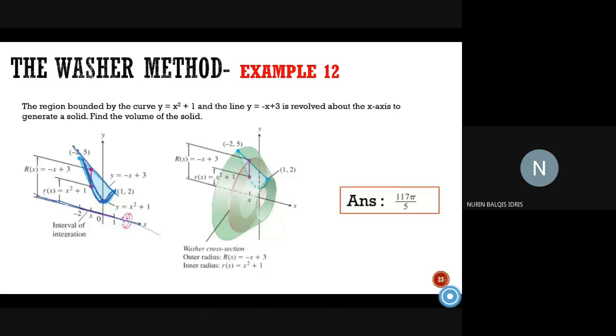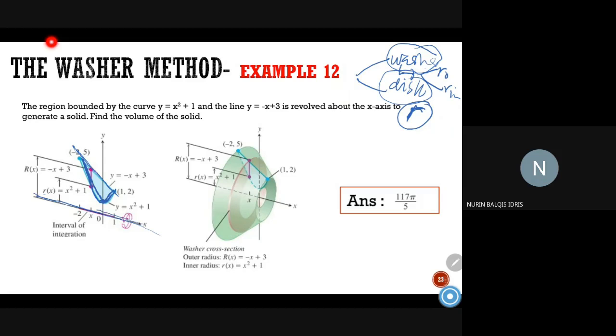So sebenarnya there is a hint untuk you tahu sama ada whether you will get a washer or a disk. Okay, there are two possibilities. Sama ada you dapat washer or disk. If disk, maknanya you just have to find one radius sahaja. But with this washer, then you have to find R out and also R in. How to know whether you will get washer or disk? Actually, it's very simple.